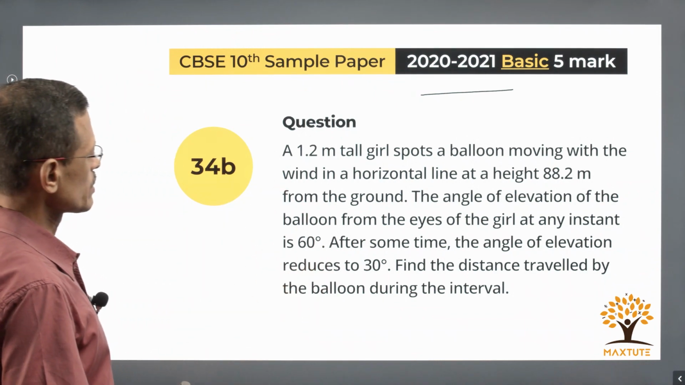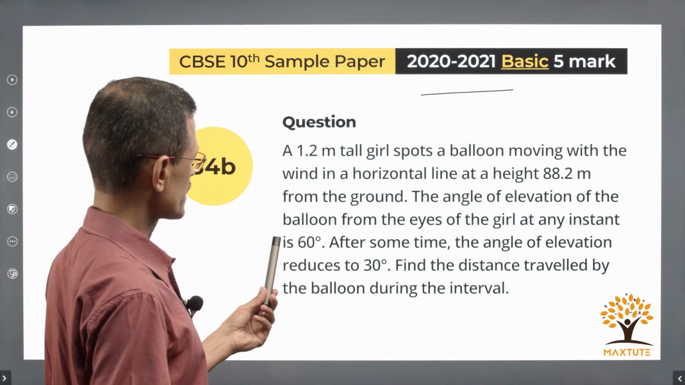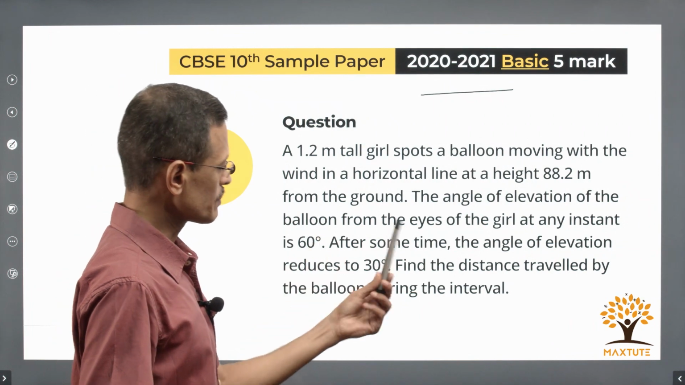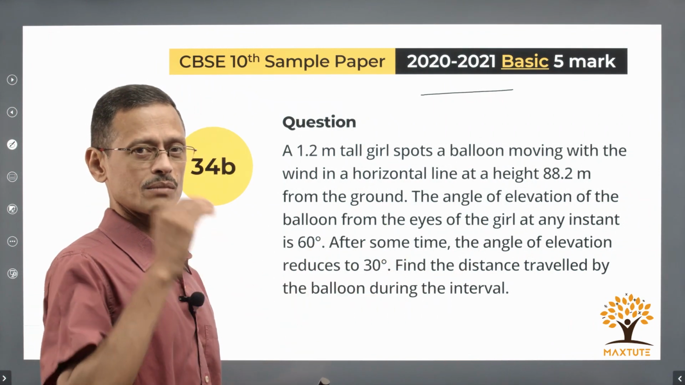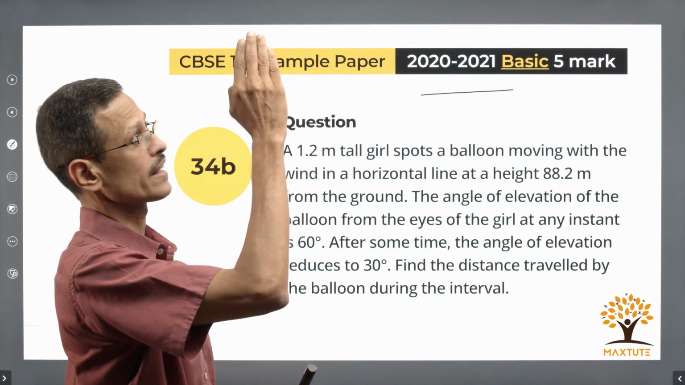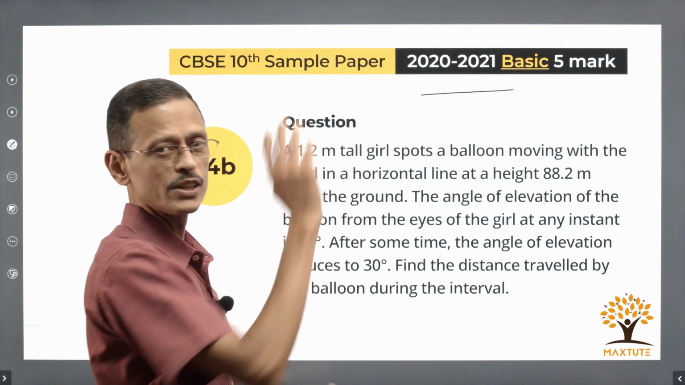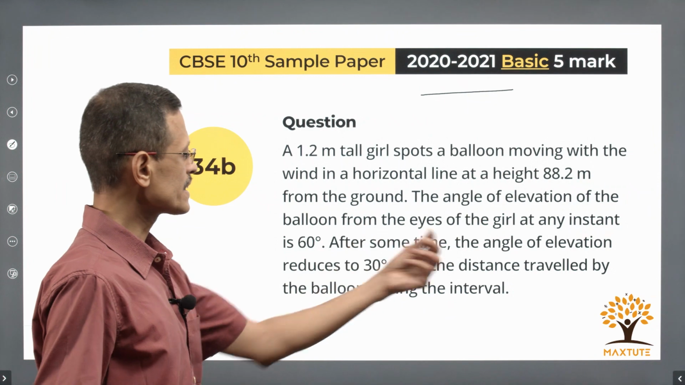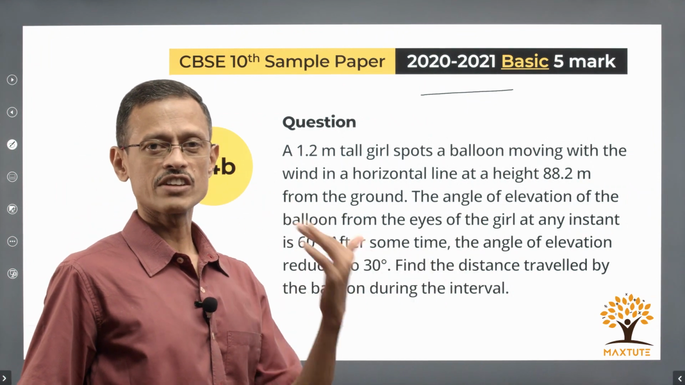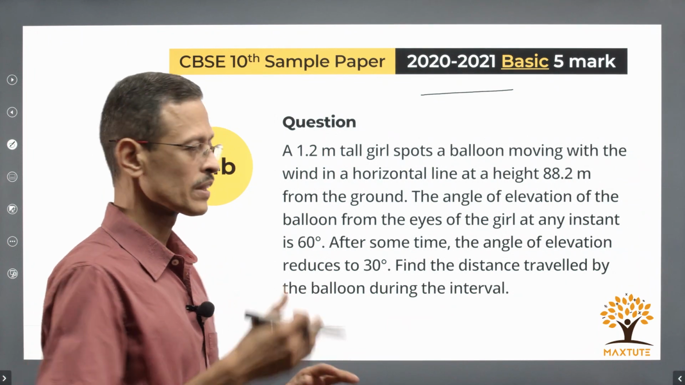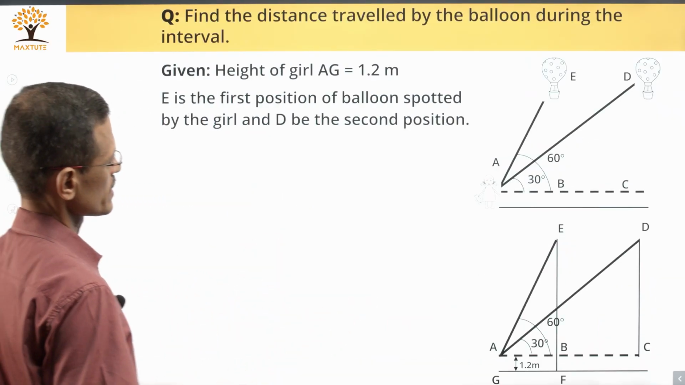The angle of elevation of the balloon from the eyes of the girl at any instant is 60 degrees. After some time, the angle of elevation reduces to 30 degrees, right? The balloon has been moving. Initially, it was at an angle of elevation of 60 degrees. It then reduces to 30 degrees. Find the distance traveled by the balloon during this interval when the angle of elevation shifted from 60 degrees to 30 degrees, right? Let's have a schematic of this and understand what's happening.